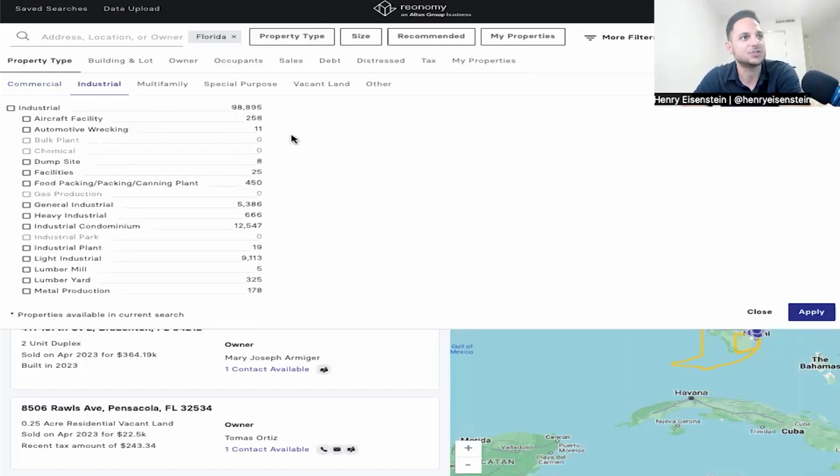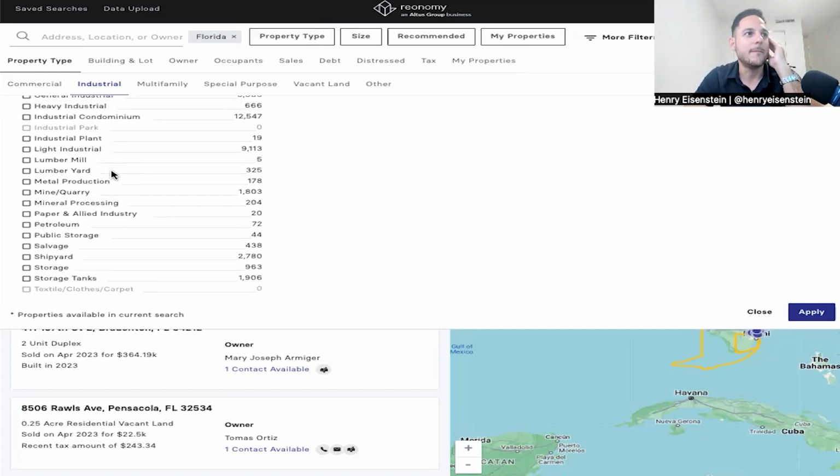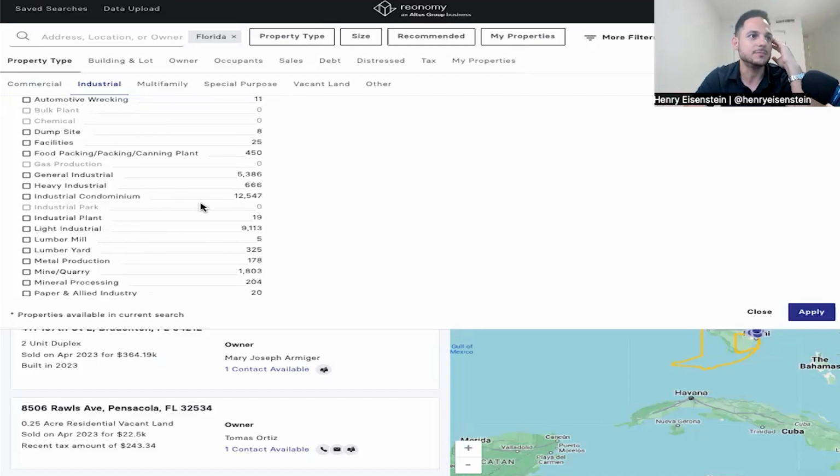But let's talk about industrial deals. If we're playing around with this, I want to be super clear. I think it's just so funny sometimes when you actually look into what some of these properties are. It's like you have a dump site. What are you doing? How do you know it's a dump site? Reonomy just doesn't do a great job of it. Aircraft facility, lumber yards, lumber mills, salvage yards, shipyards, all this different stuff. Storage. It's just such a weird one. Mines and quarries, you've got 1,800 mines and quarries in Florida. I don't know if all that's exactly accurate.